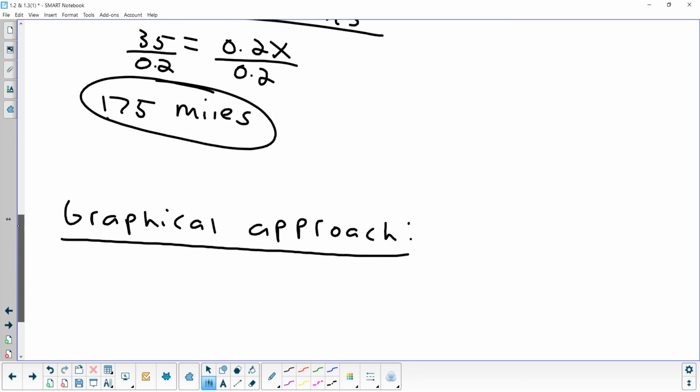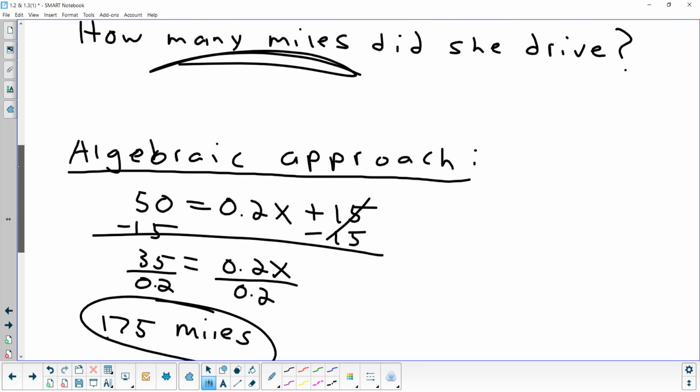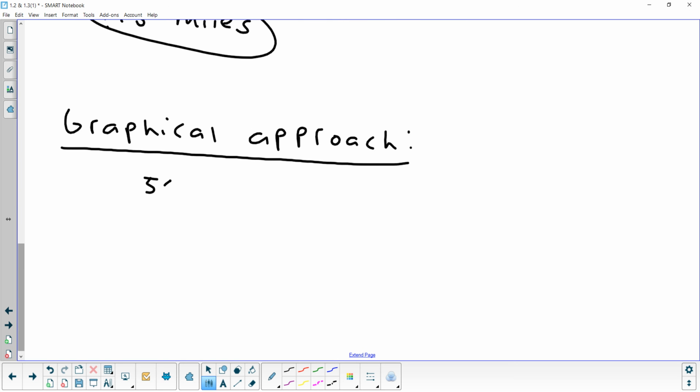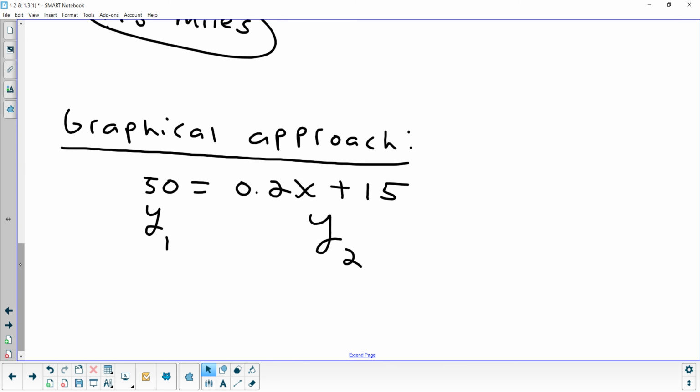Let's write down that original equation that we had again. 50 equals 0.2x plus 15. Okay, and what I'm going to do is treat these two sides of this equation, this is the left-hand side, this is the right-hand side, as two separate things. So in our calculator, we're going to put the left-hand side of that equation in y1, and the right-hand side in y2. And let me show you how we do that.